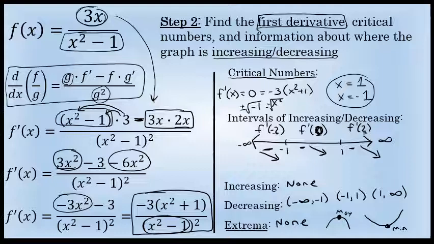There are not any x, y points that would show up on this graph where it changes from increasing to decreasing or decreasing to increasing, so we're saying that there are no extrema in this function. Now that we know the intervals on which the graph is increasing and decreasing, let's move on to step 3, which discusses concavity.